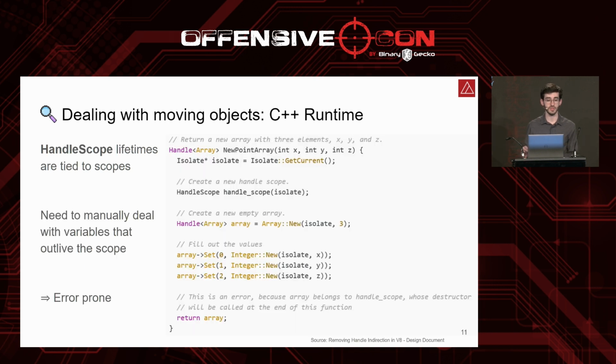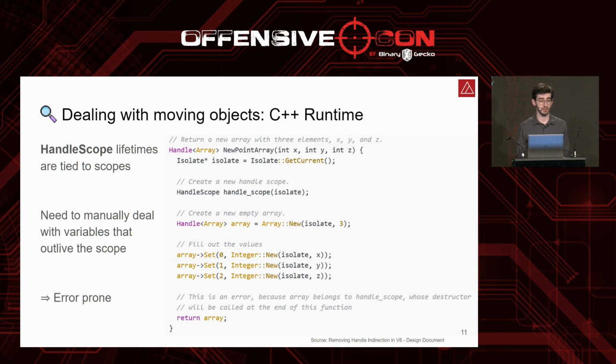Here's an example of using handles. You must first declare a handle scope, and then by default, all the handles are associated with the most recently declared handle scope. When that object goes out of scope, all its associated handles are invalidated.